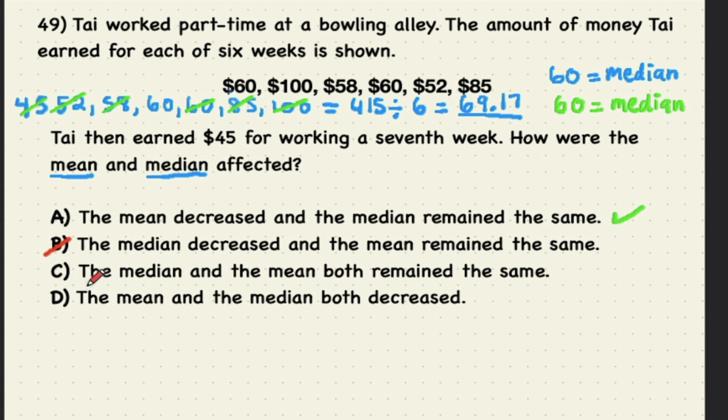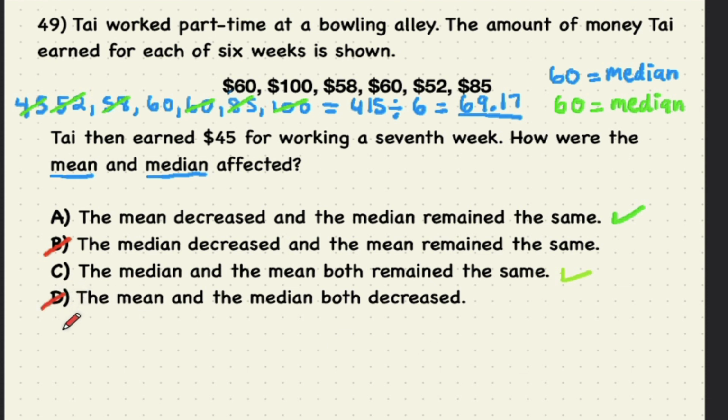Then C, the median and the mean both remain the same. The median is the same, so we'll hold off on this one. So far this is checking out. Okay, and then let's see for D, the mean and the median both decrease. Well, we said that the median remained the same, so we can eliminate answer choice D.